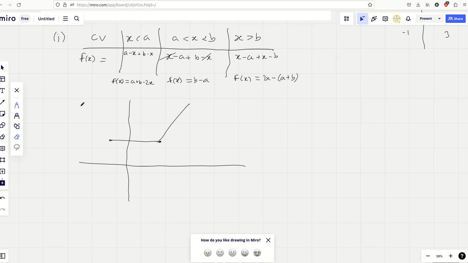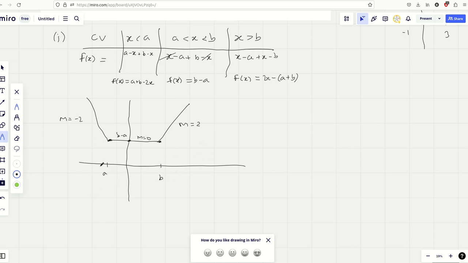Let's try and make that a bit neater. Try and show the gradient, or at least keep it in mind. They actually told you to write down the gradient at each point. That's a gradient of 2, that's a gradient of -2. This is obviously a gradient of 0, and it is going through b minus a there, and this is a, which must be less than b.